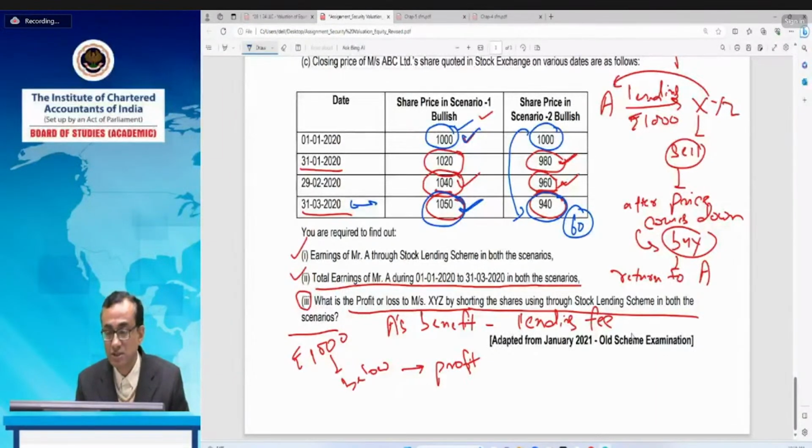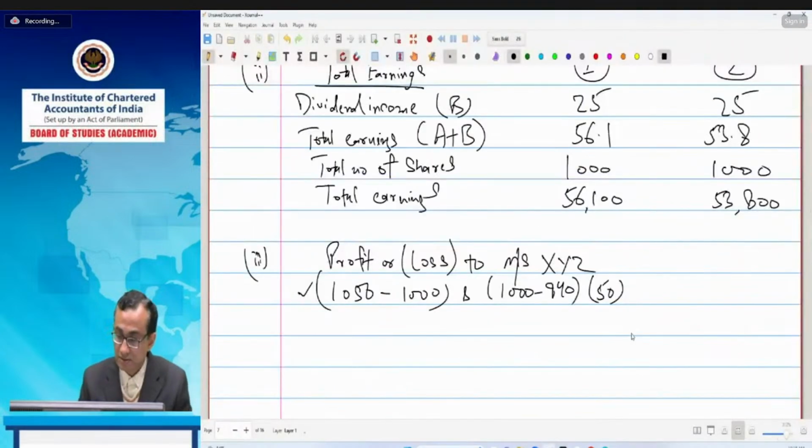So XYZ now can purchase at 940. He sold it at 1000 and now can purchase it at 940, 60 rupees less. So this 60 rupees is a profit to XYZ. So 60 rupees is profit, that is 1000 minus 940.